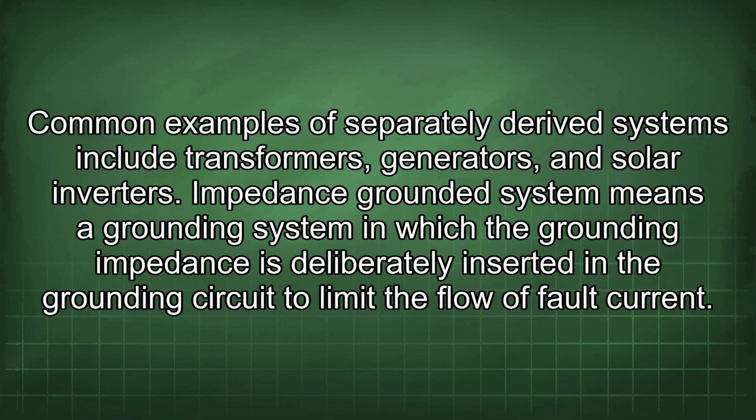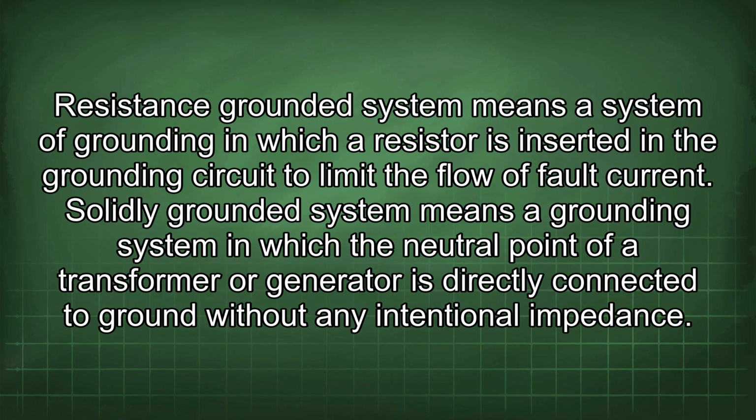Impedance grounded system means a grounding system in which the grounding impedance is deliberately inserted in the grounding circuit to limit the flow of fault current. Resistance grounded system means a system of grounding in which a resistor is inserted in the grounding circuit to limit the flow of fault current. Solidly grounded system means a grounding system in which the neutral point of a transformer or generator is directly connected to ground without any intentional impedance.